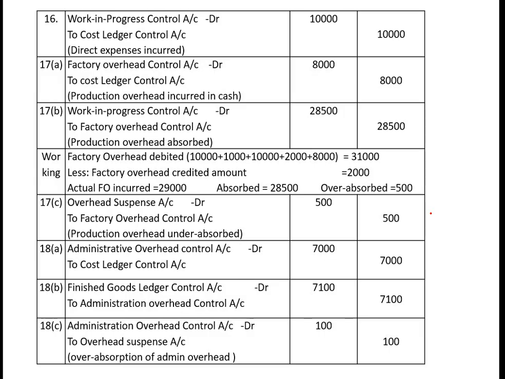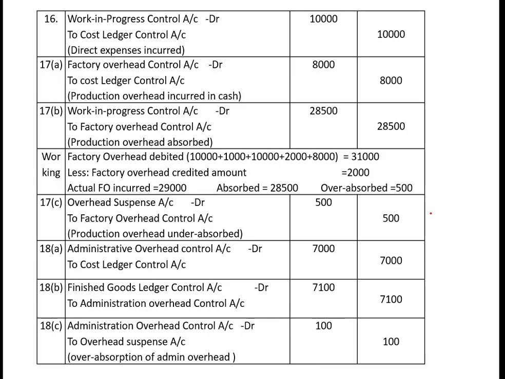This amount, absorption amount, is given to us, 28,500. Now we have to see what is the actual expenditure. So in the previous entry we have seen the factory overhead debited with the different amounts. So we can see one by one. First one was issue of indirect material to production. Then it was normal wastage of material. Then it was indirect wages allocated. Then normal idle time, and then factory overhead actually expenses incurred.